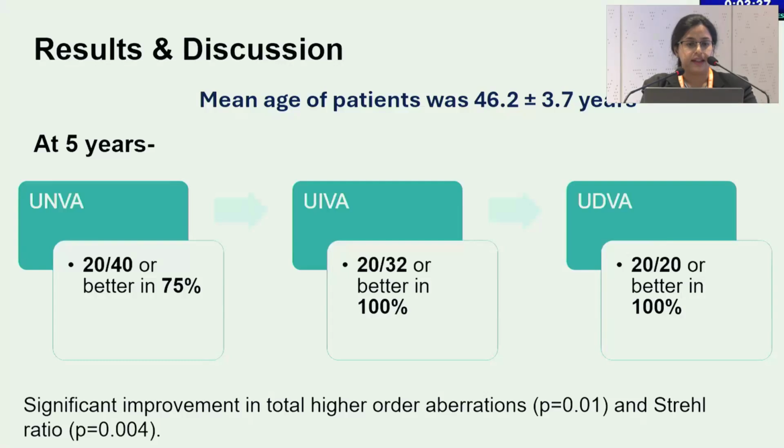Coming to the results, the mean age of the patients was 46.2 plus minus 3.7 years. At 5 years, the uncorrected near visual acuity was 20/40 or better in 75%. The uncorrected intermediate visual acuity was 20/32 or better in 100%. The uncorrected distance visual acuity was 20/20 or better in 100%. A significant improvement in total higher order aberrations and Strehl ratio was observed after presbyopic phakic IOL implantation.